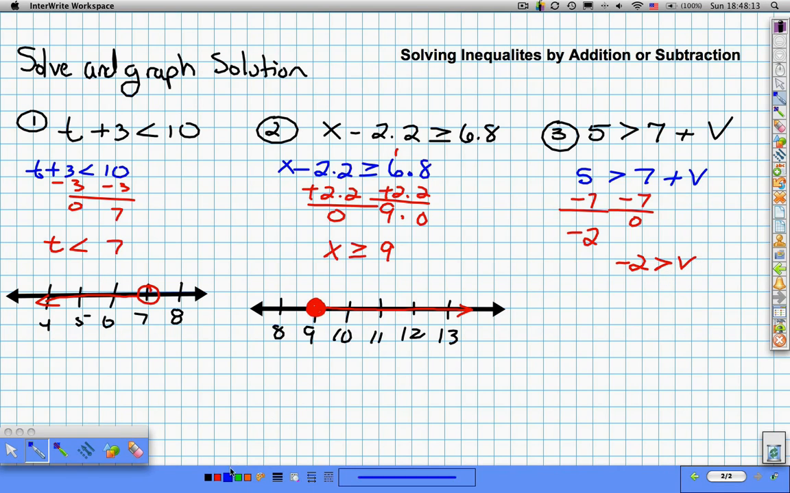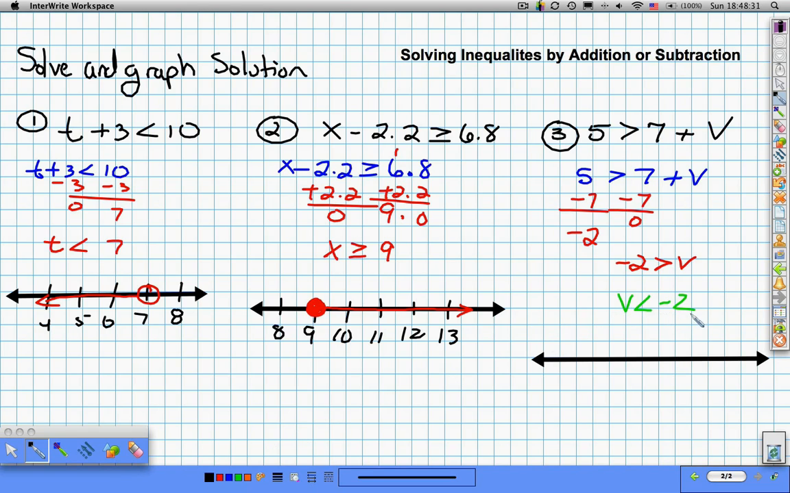And as I illustrated in the previous video, I would like to rewrite this to my variables first. So actually, since negative 2 is greater than v, that means v must be less than negative 2. So now I can go ahead and draw my line. My solution, we're going to graph it now.